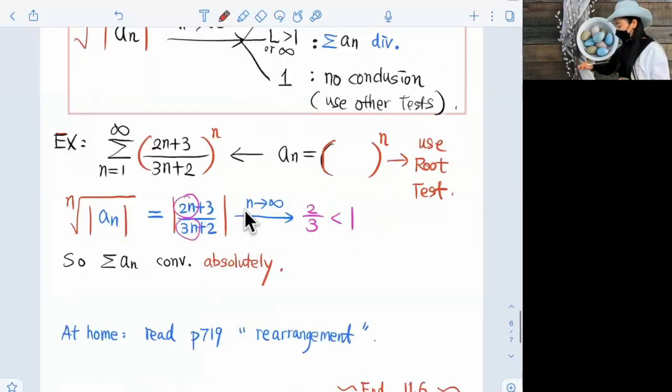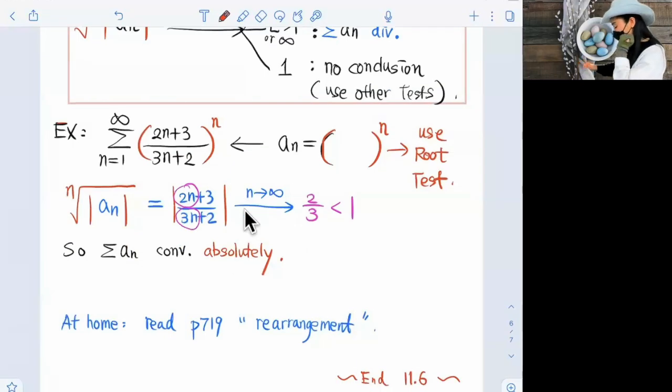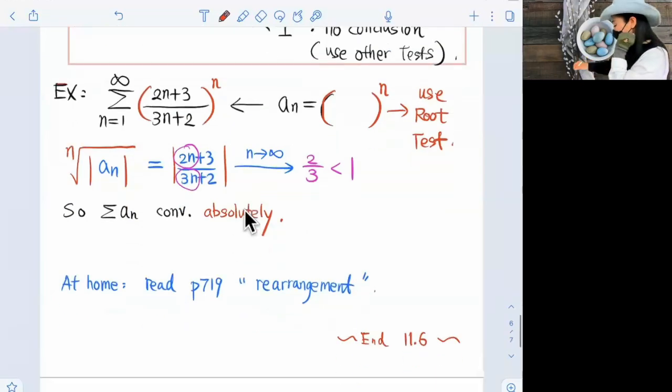All right. Now that will conclude 11.6, and I have a little thing for you to read. Read page 719, rearrangement.